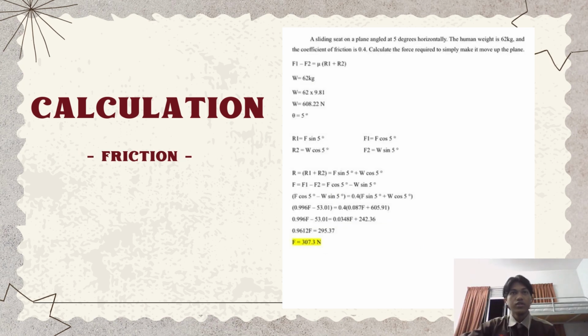Next is the calculation of friction. The statement said a sliding seat on a plane angled at 5 degrees horizontally. The human weight is 62 kg and the coefficient of friction is 0.4. Calculate the force required to simply make it move up the plane. From the information, we got that the weight is equal to 62 kg and the inclined plane is equal to 5 degrees. The next step is we need to find the force to make it move up the plane. Using the formula of friction, we find that the force equals 307.3 Newton.